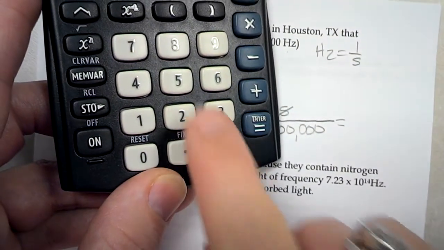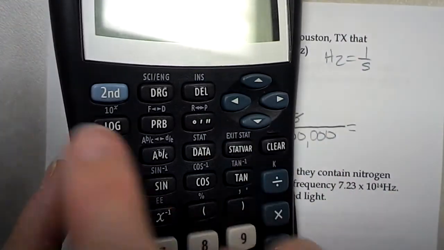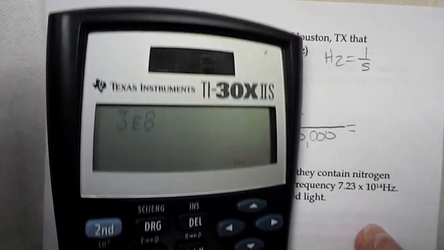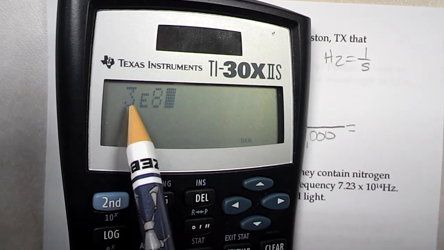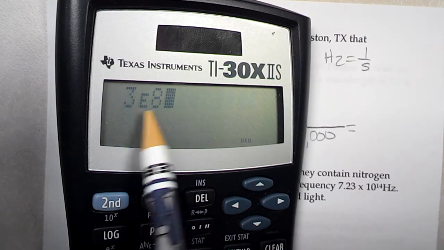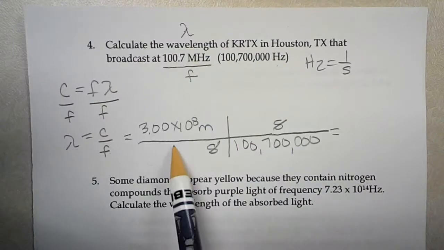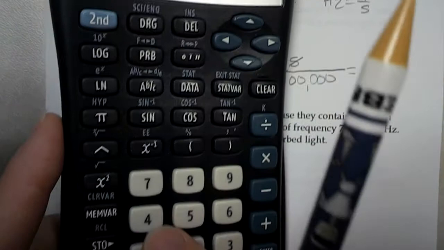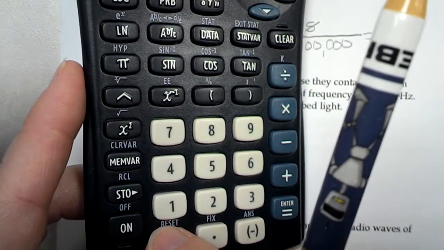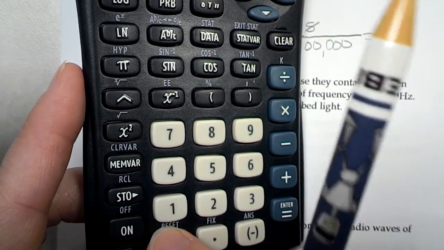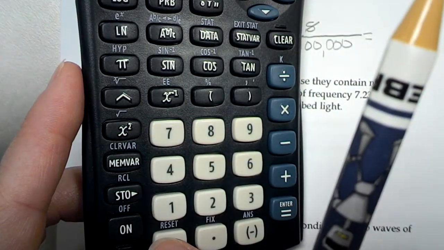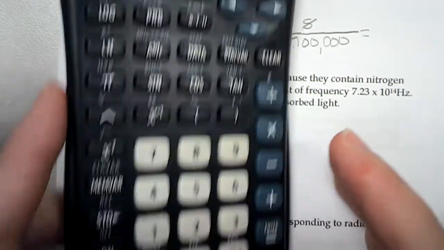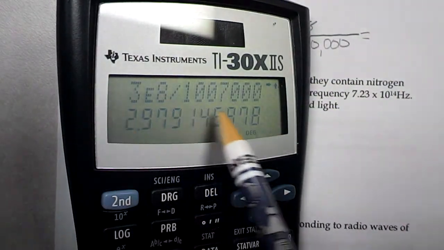So when I'm typing in the speed of light, 3, second EE, 8, so that's 3 times 10 to the 8th, it's going to look like this. This is the same as 3 times 10 to the 8th. Then I'm going to take the speed of light and divide it by this number: 1, 0, 0, 7, 0, 0, 0, 0, 0. Okay. Then when I get my answer, I get this really long answer.